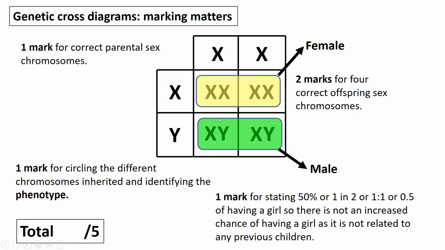Another mark, and this is often the mark that's most missed by students, for circling and stating the phenotypes that you get. Always remember to do that bit. And then the final mark for basically answering the question is stating the percentage chance. Normally, if you get a genetic cross diagram question, it would be out of 5 marks. So try and aim to get all of those 5 key marks there.